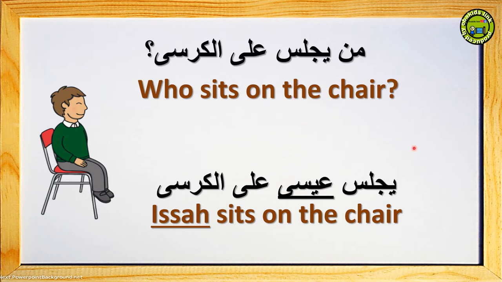And the reply to it is Yajlis Isa ala al-kursi. Yajlis is the verb, Isa is the subject, ala is harfu jarri, and kursi is the object. At the same time, it is also ismu majroor. As you can see in the reply, we show who is sitting on the chair, or Isa, and ala al-kursi is just describing that Isa is sitting on the chair, because in the question it says Man yajlis ala al-kursi, which is asking who is sitting on the chair, or the subject.